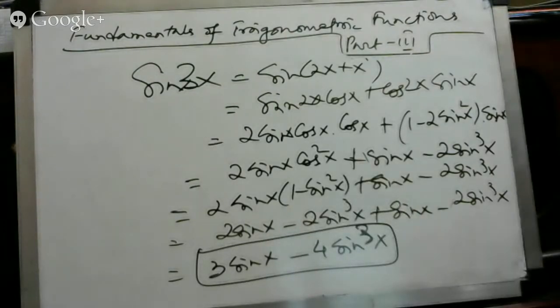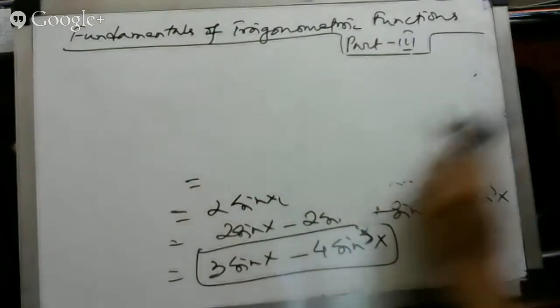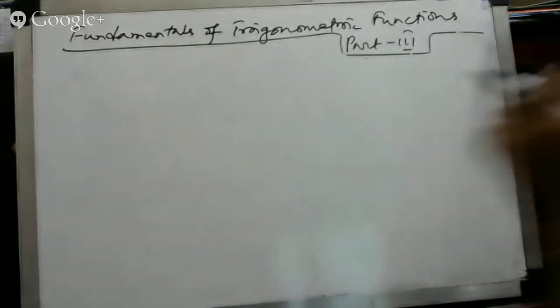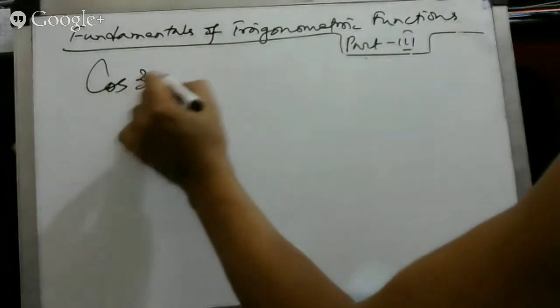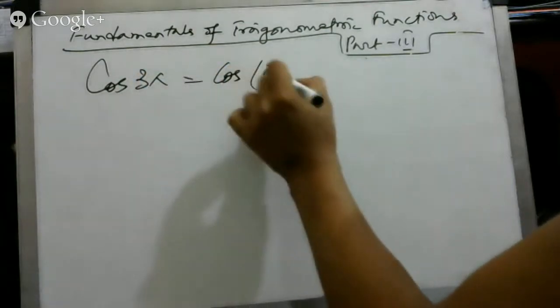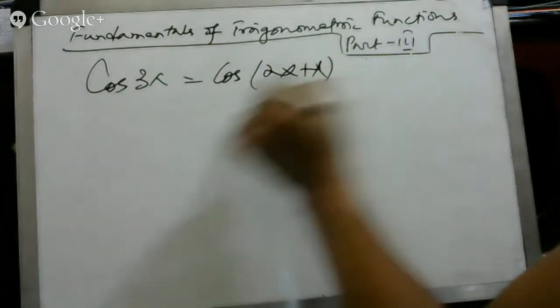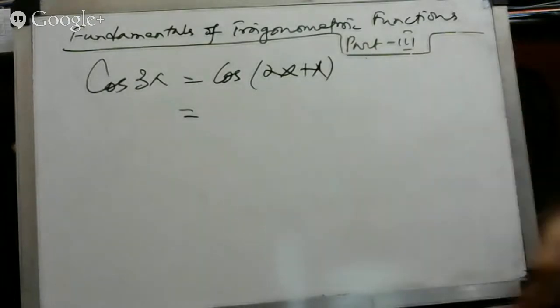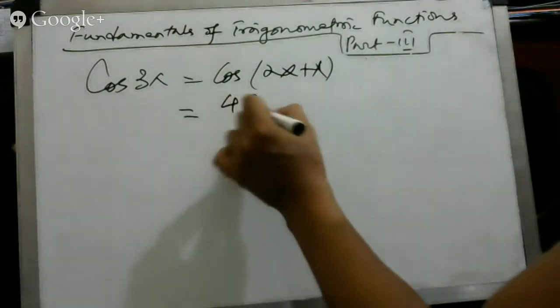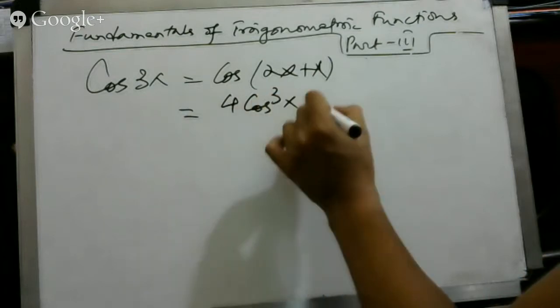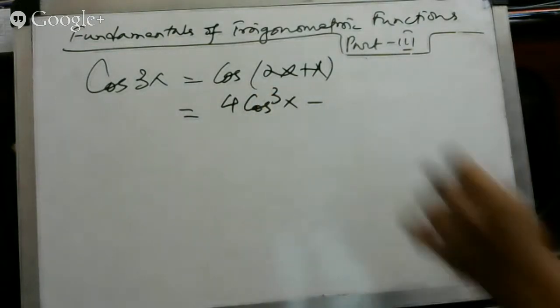In a similar fashion, we can also derive cos of 3x, which is cos of 2x plus x, which finally, if we go through the same steps as we have gone previously for sine 3x, we can prove it is 4 cos cube x minus 3 cos x.